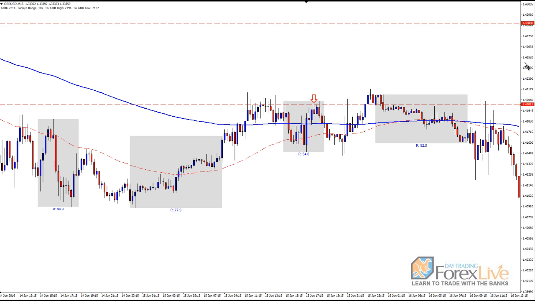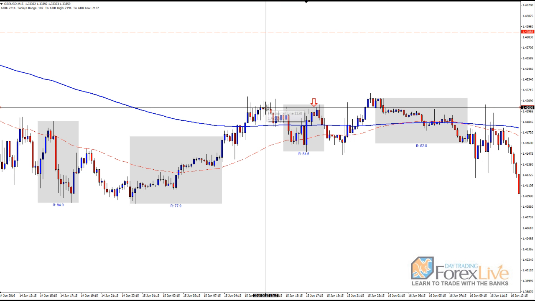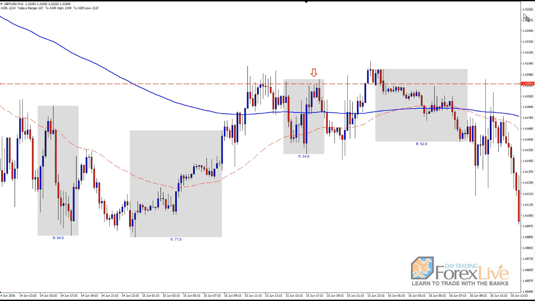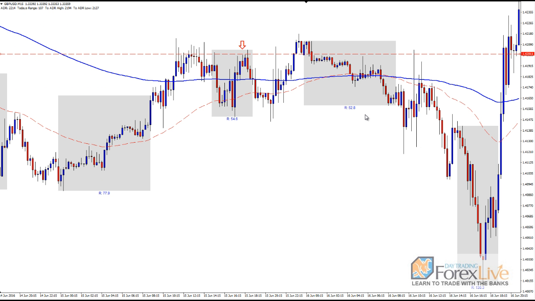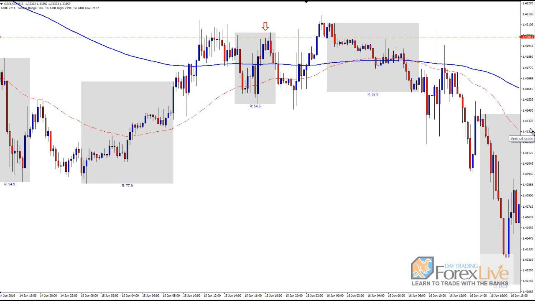Now, the distance from this point to the next upper point was 87 pips. So it satisfied the mechanical criteria of having enough distance to the next possible level. So we weren't too close to the next level. That mechanical criteria was satisfied.